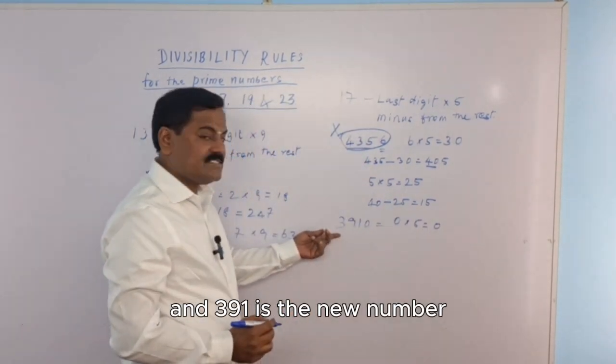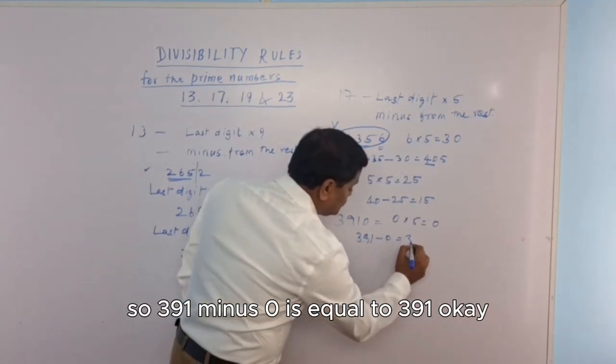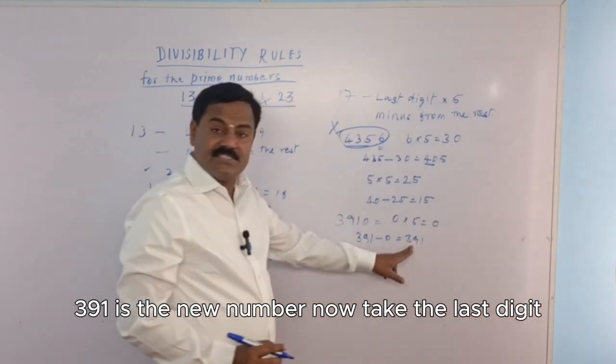And 391 is the new number. So 391 minus 0 is equal to 391. Okay, so 391 is the new number.